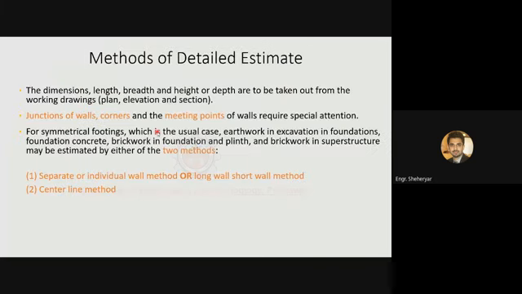we will use the following two methods for estimation of different quantities in buildings. The first one is the separate or individual wall method, also called the long wall and short wall method. The second one is the center line method. In this lecture, we will discuss only the first one, the long wall and short wall method. The center line method will be discussed in the next lecture. So let's see what this long wall short wall method is.